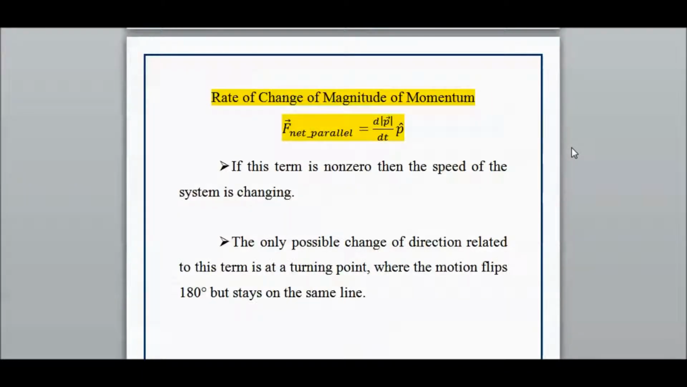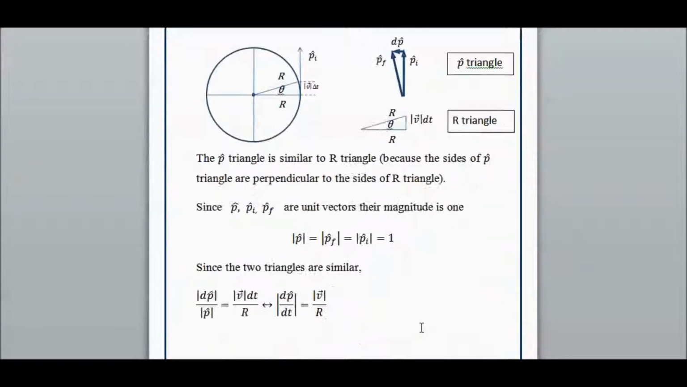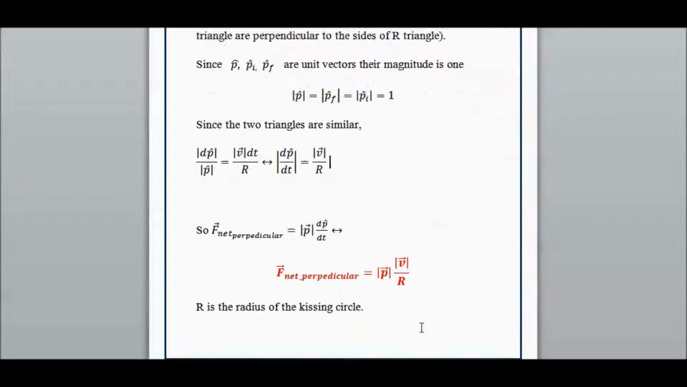If the parallel component of the net force acting on the system is non-zero, then the speed of the system is changing. If the perpendicular component of the net force acting on the system is non-zero, then the direction of the system's momentum is changing. You can use geometry to calculate the rate at which the direction of momentum changes. Finally, we have the shown equation for the perpendicular component of the net force acting on the system.